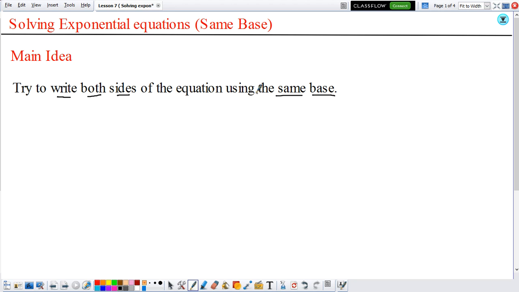There are many ways for you to solve equations where your variable is your exponent, but first, we're going to start with the basics. We're going to see if you're able to write each side of the equation using the same base, then we will do that because you will see in the next example why that is helpful. So the main idea here is that we're going to try to write both sides of the equation using the same base.